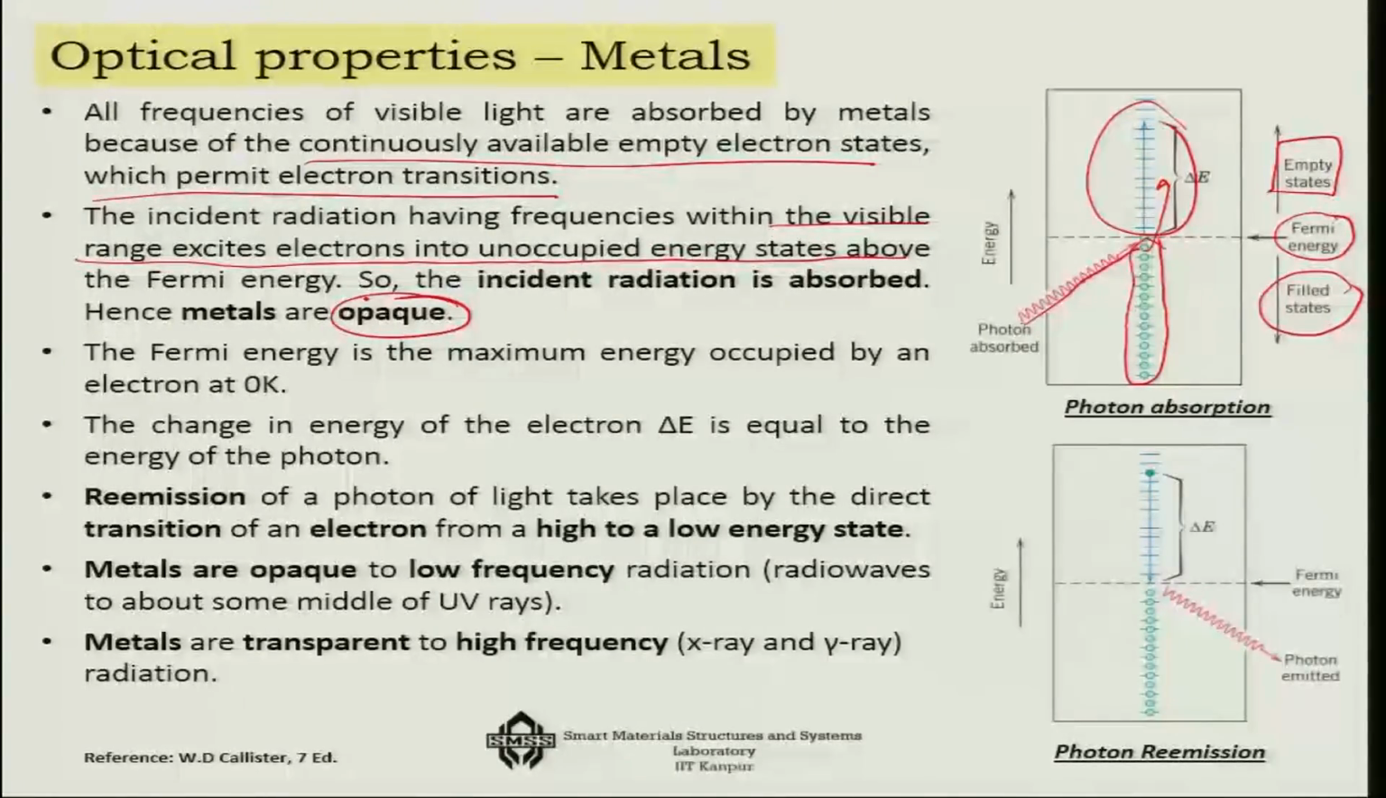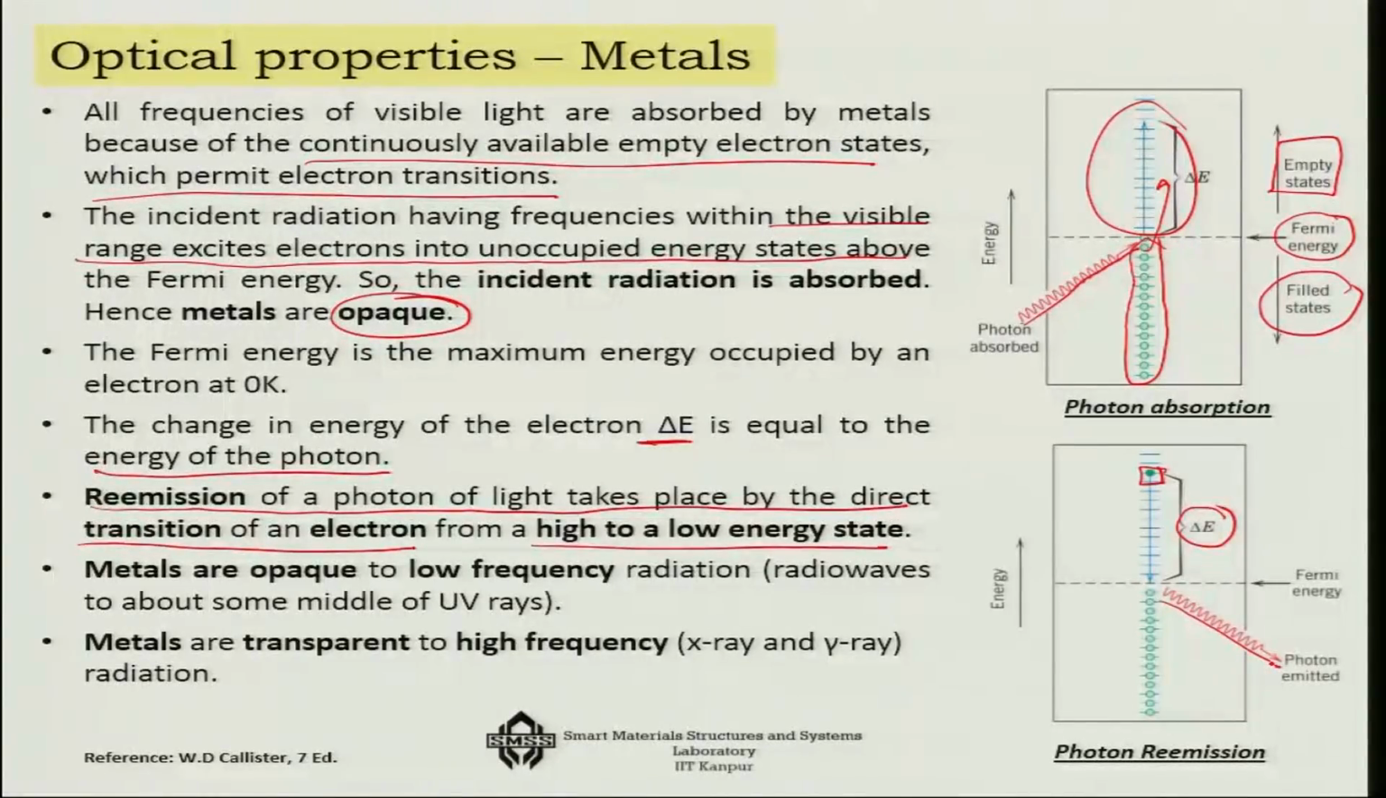The change in the energy of the electron, delta E, is equal to the energy of the photon, because this is the energy that it is absorbing. So, delta E is the amount of energy that is coming through the photon. What happens? The electron does not stay in that position. After it gets the energy, it re-emits. Re-emission of a photon of light takes place by the direct transition of an electron from a high to a low energy state. So, it first gets excited, goes to the high energy state, and then it re-emits the photon. It does not hold that energy with it.